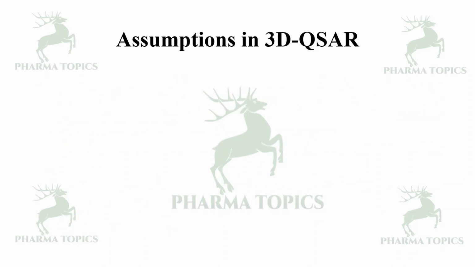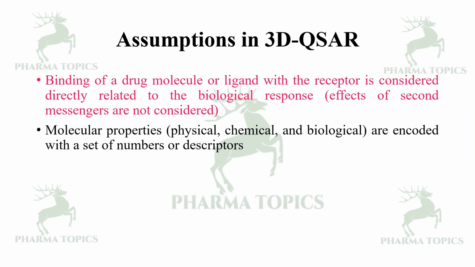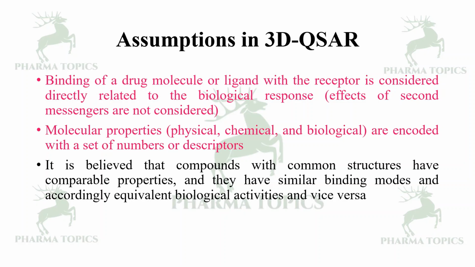The assumptions in 3D QSAR. Binding of a drug molecule or a ligand with a receptor is considered directly related to the biological response. The effects of second messengers are not considered. Molecular properties such as physical, chemical, and biological are encoded with a set of numbers or descriptors. It is believed that compounds with common structures have comparable properties and they have similar binding modes and accordingly equivalent biological activities and vice versa.